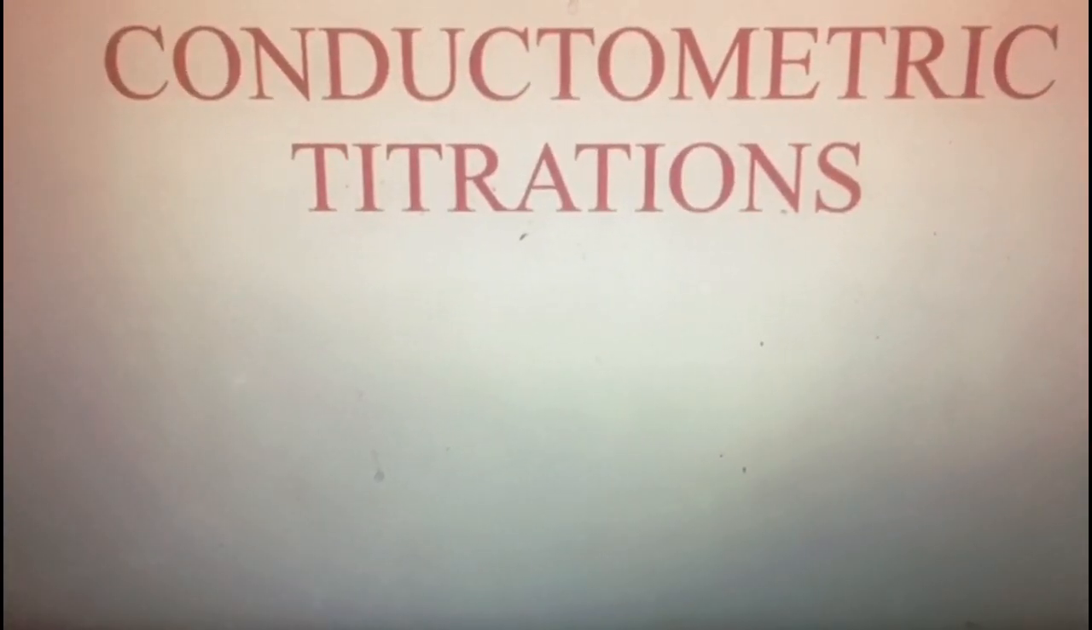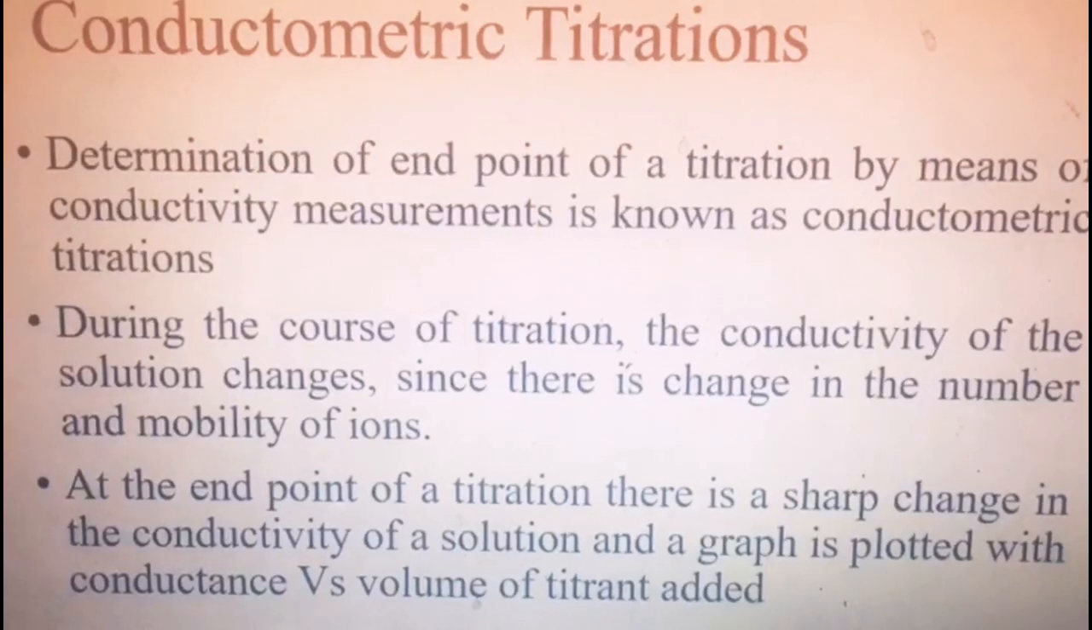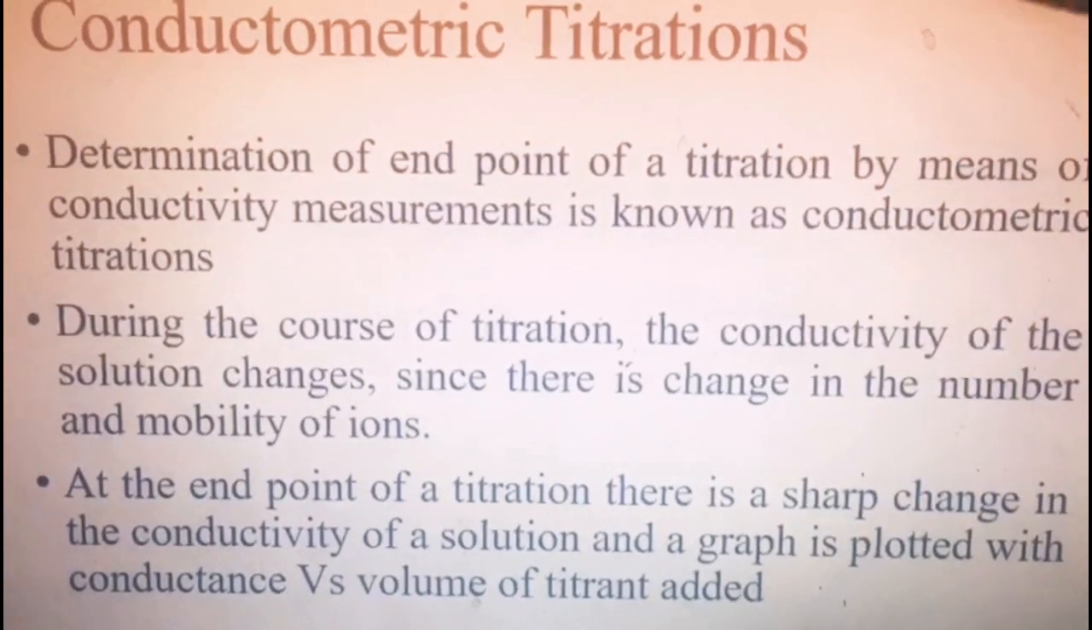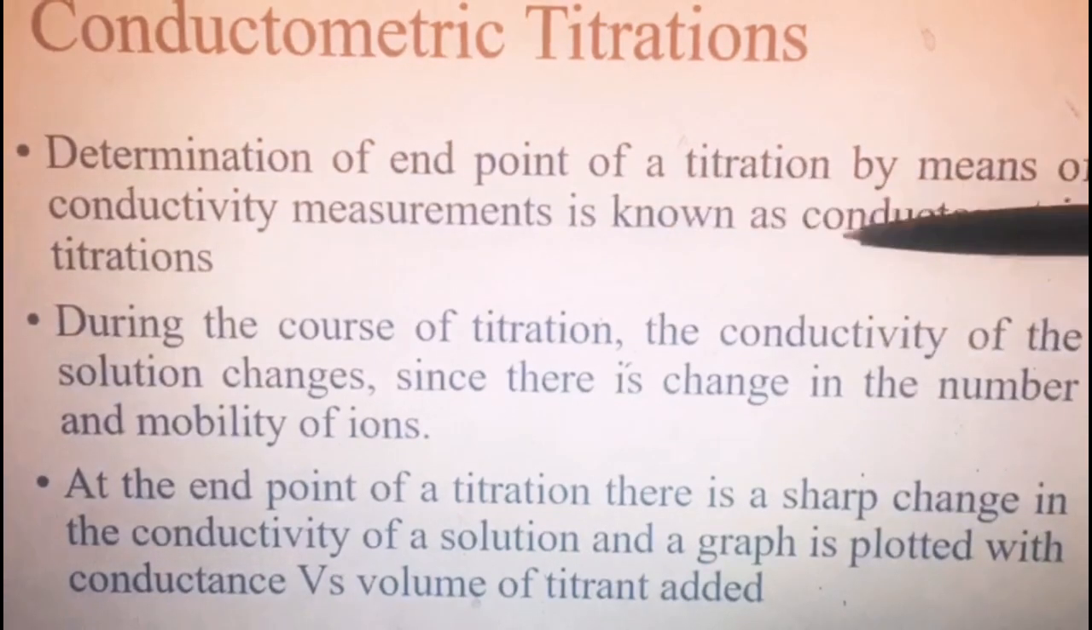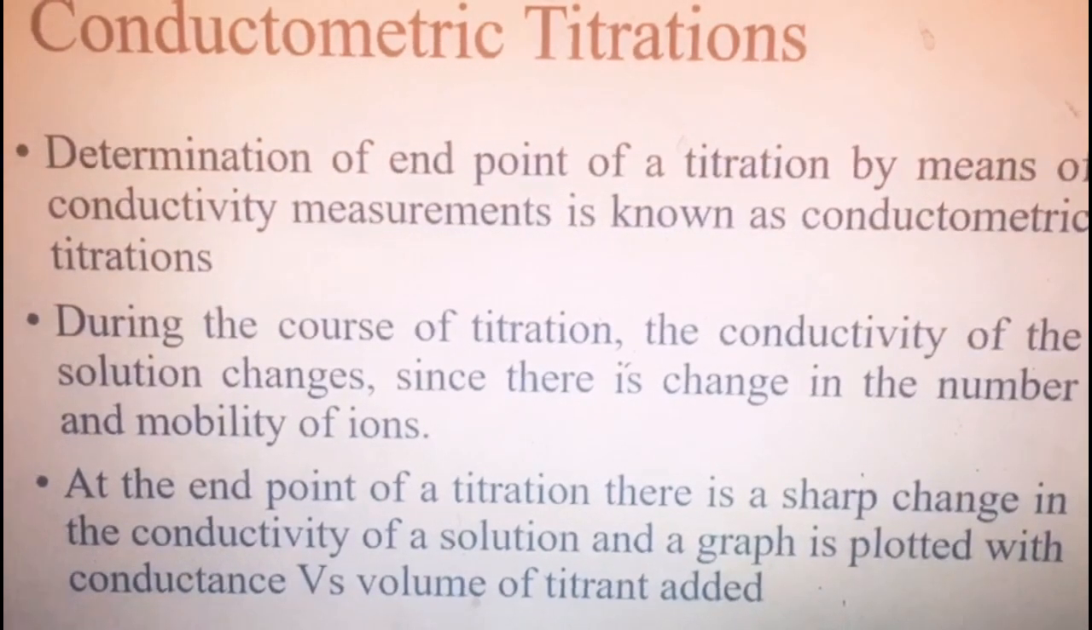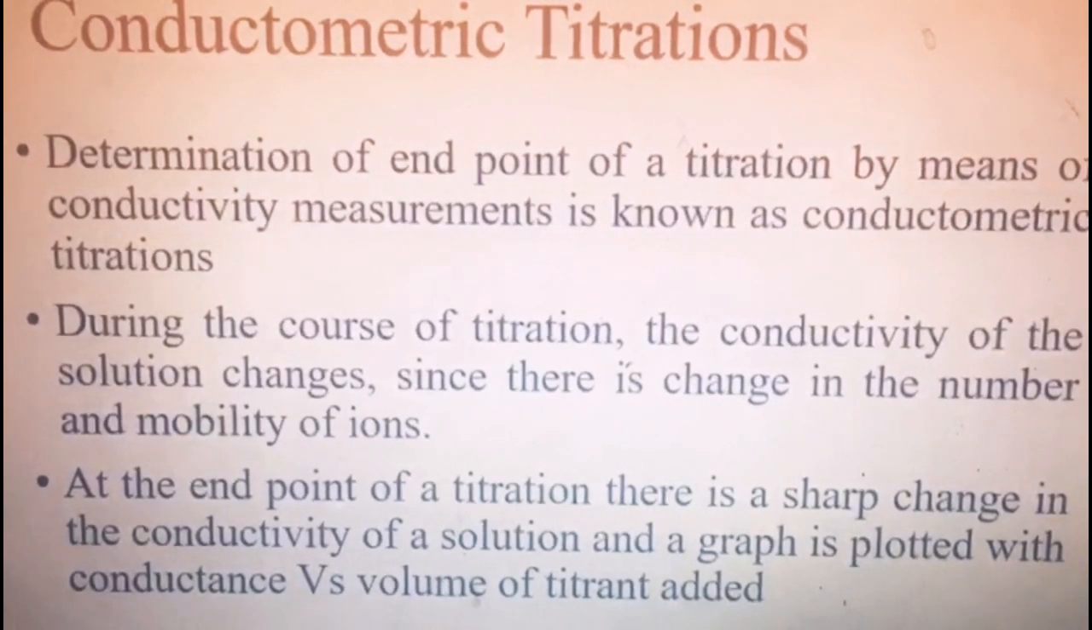Dear students, today we are going to discuss conductometric titrations. Now we will discuss what is meant by conductometric titrations. Determination of the endpoint of a titration by means of conductivity measurement is known as conductometric titration. We already know normal volumetric titrations, acid-base titrations using an indicator. But here the endpoint is determined by means of conductivity measurements. That type of titration is known as conductometric titration.